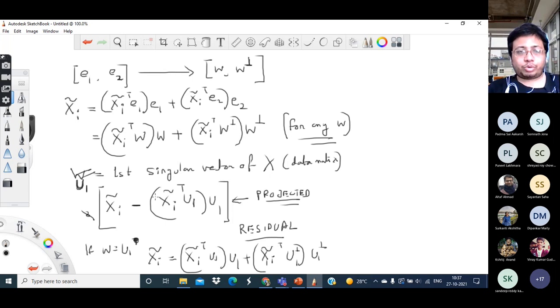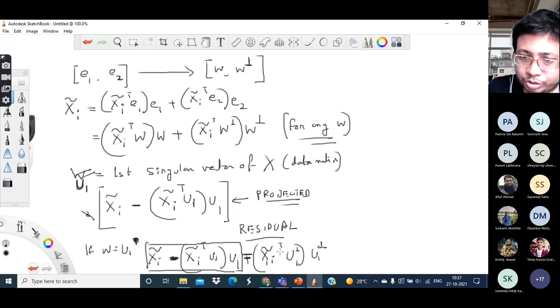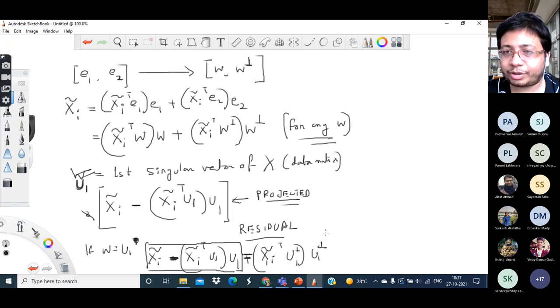So the residual is basically xi tilde minus this, which is also equal to this. This is called the residual. This is the part of the data which I have conveniently thrown away or ignored as of now. Now consider that I don't want to throw it away. I want to consider that also.